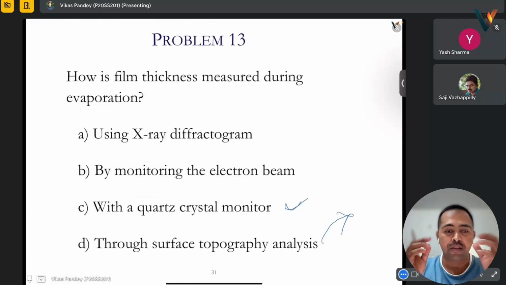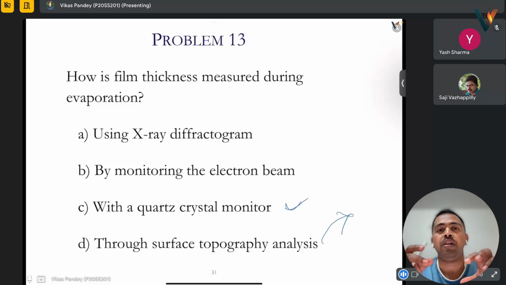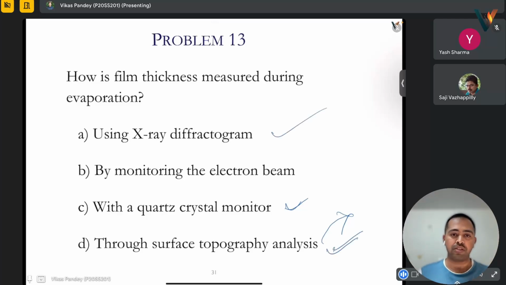Okay, quartz crystal monitor is not a very good way of measuring it, but yet it is the only thing that can be put inside this setup. Right? We cannot deposit a bit and then take it out and test it and then put it back. So later on, the X-ray diffractogram and surface topology are done, but while depositing, it is measured using quartz crystal monitor. Right?